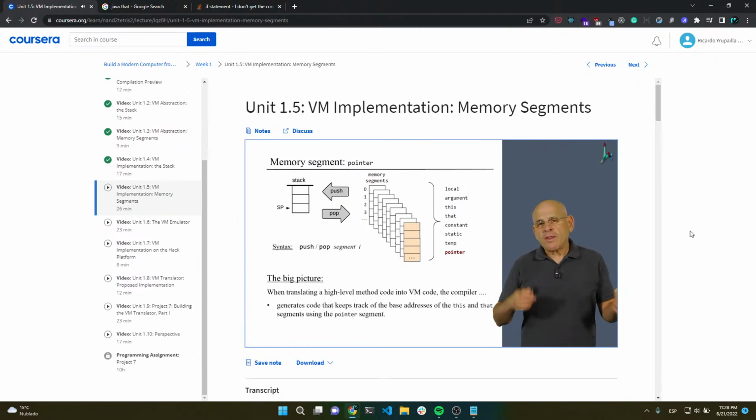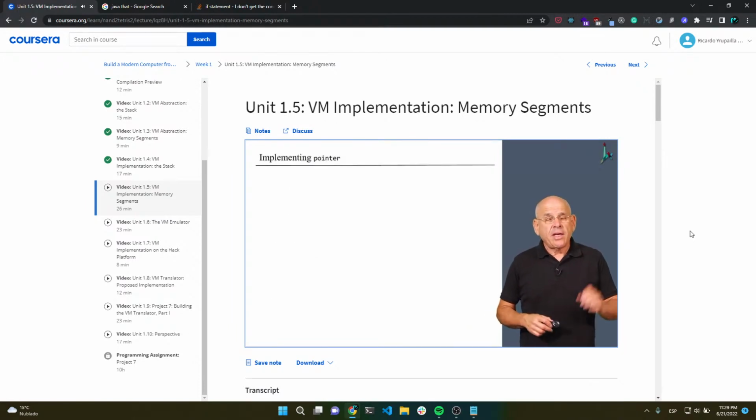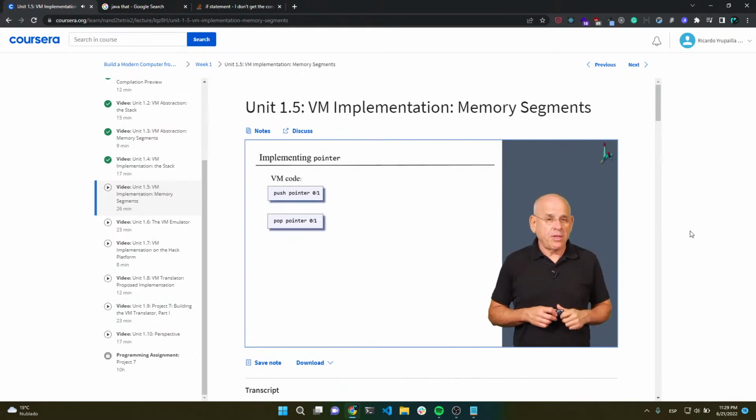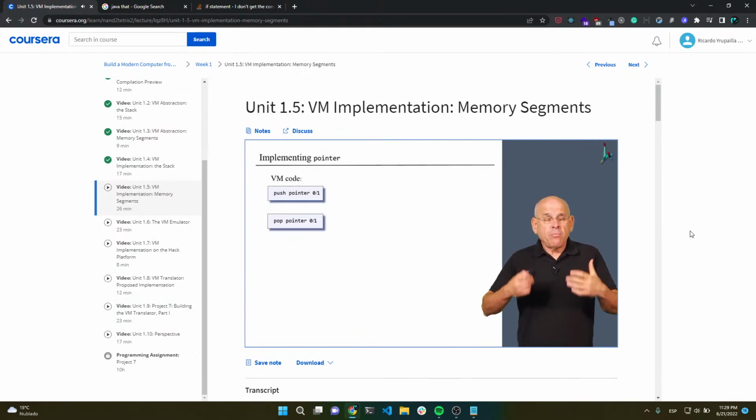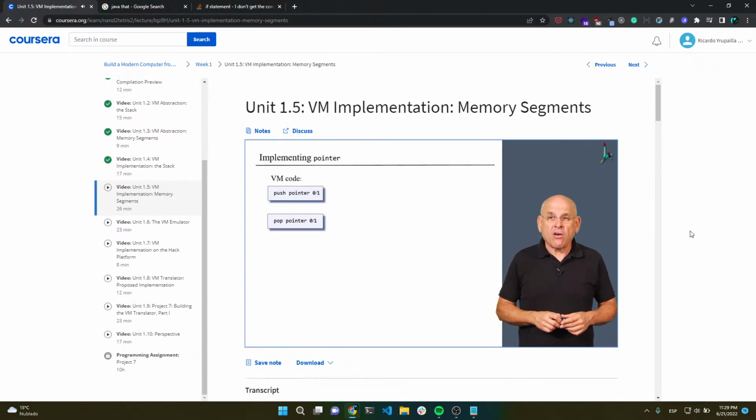Well, it turns out that when the compiler translates a method, it has to remember the base addresses of the this and that segments. These are the segments that represent the current object and the current array that the method may be processing. So we decided to keep the base addresses of this and that in this segment, which we decided to call pointer. So here are the rules of the game. Pointer is a fixed memory segment. It has only two entries, 0 and 1. And therefore, the only push and pop commands which are applicable here are push and pop pointer 0 and 1, and any other integer is simply invalid in the context of pointer.